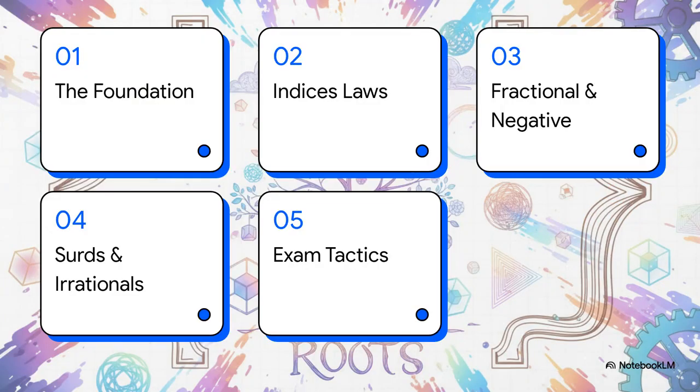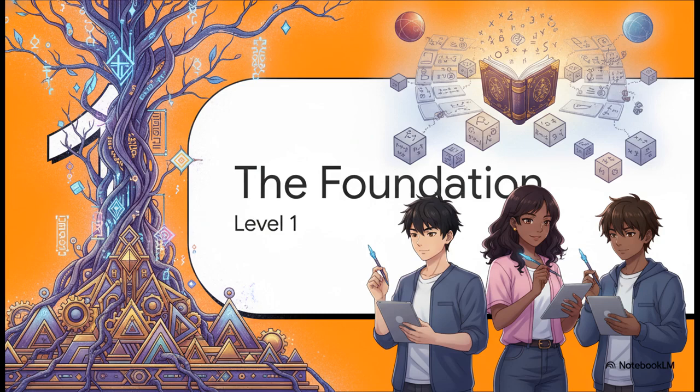We're basically treating this explainer like a video game tutorial. We've got 5 levels to get through: the foundation, the indices laws, fractional and negative indices, surviving surds and irrationals, and finally, tactics for maximum marks. All right, level 1, the powers and roots foundation.